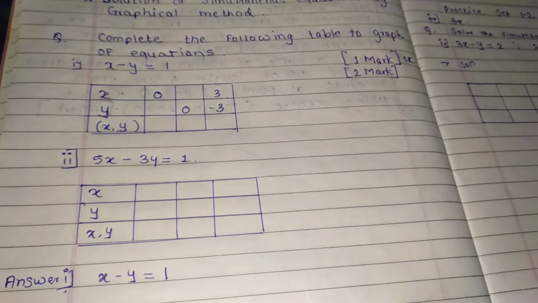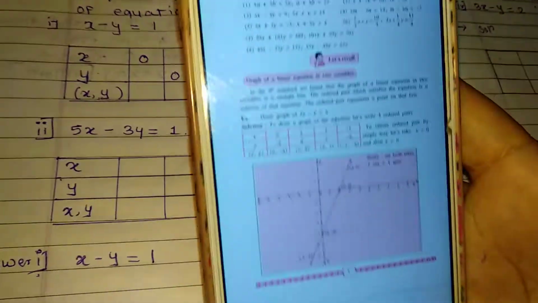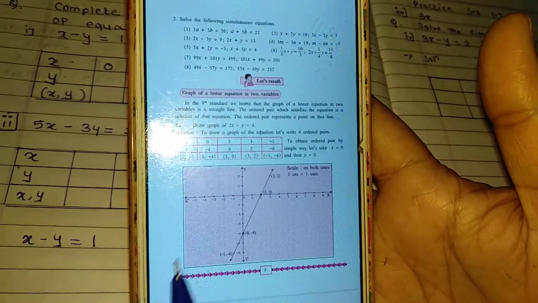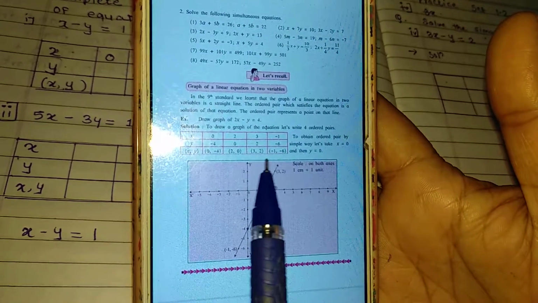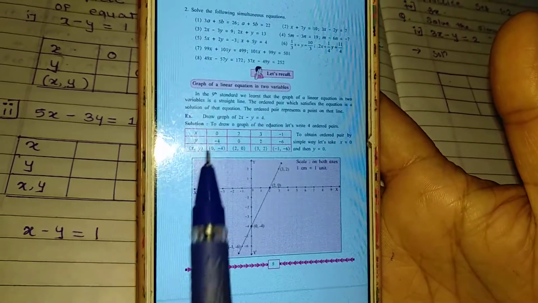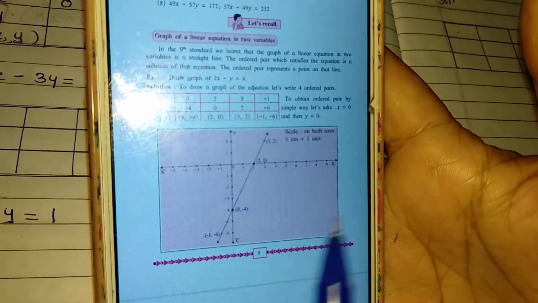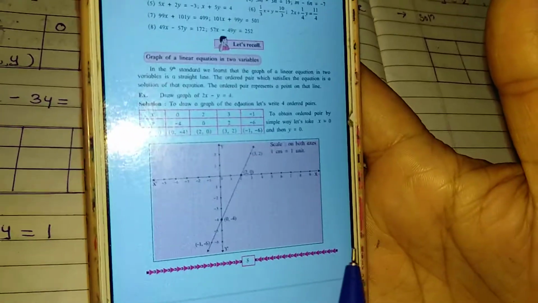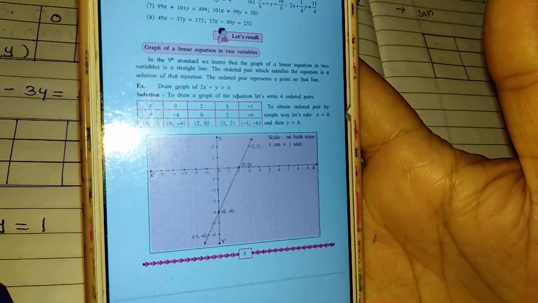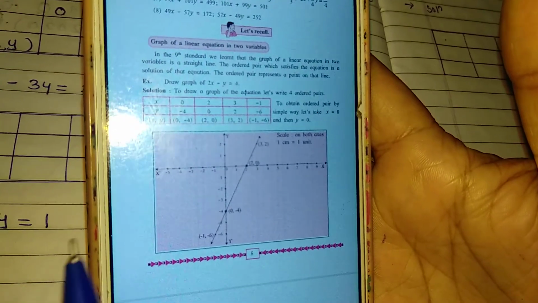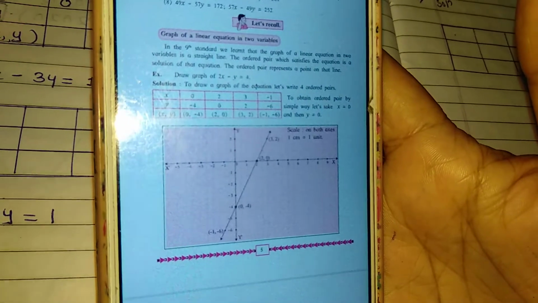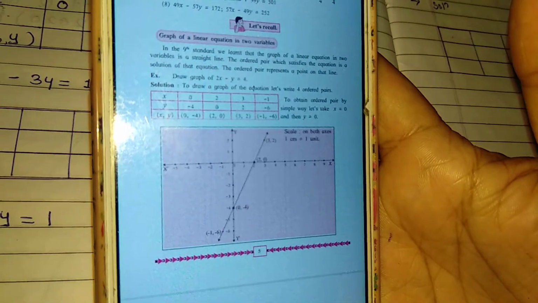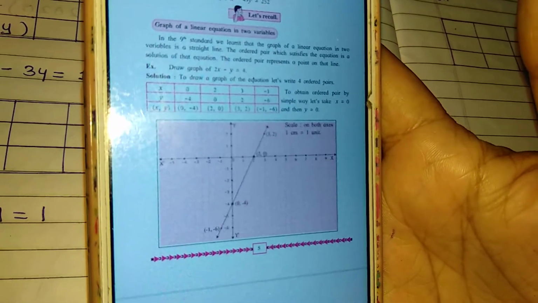For example, the equation might be of this type. In 9th standard we studied this: you took any one variable value according to your convenience, then found the second variable value, and then drew the graph of that linear equation. The method is the same, but here in 10th standard, instead of one equation, we have to draw the graph of straight lines for two linear equations. How to draw that, we are going to see in the next example.